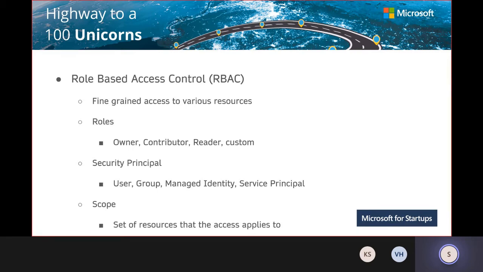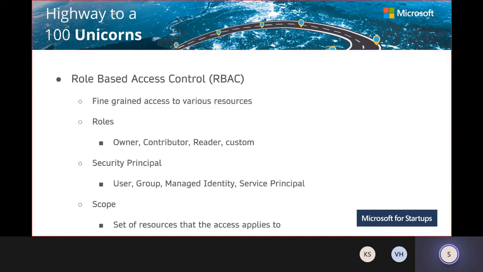A security principal in Azure is an object which describes a user, a service principal, or a managed identity. I will get into service principals and managed identity a bit later, but it's essentially a way of identifying specific resources, specific applications in Azure. So you can have a security principal which says this specific user, or this specific group of users, or this specific application.